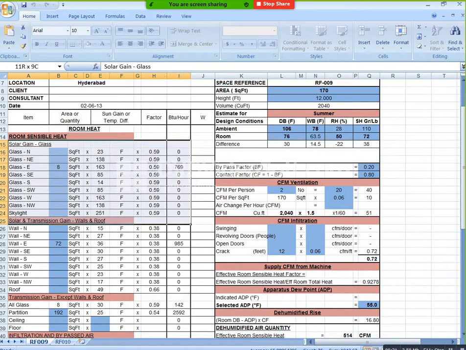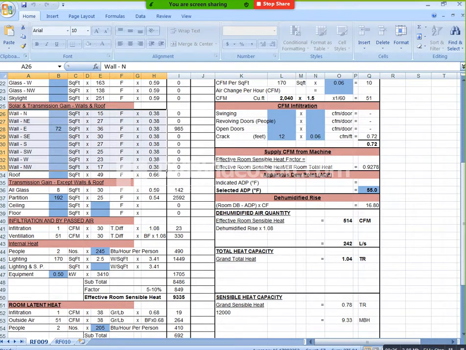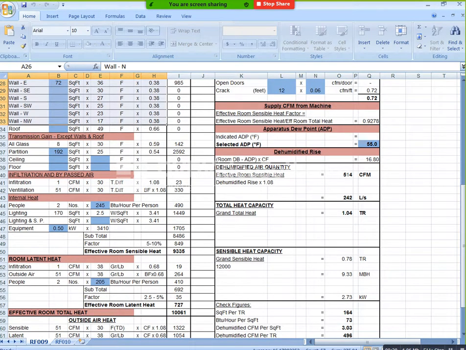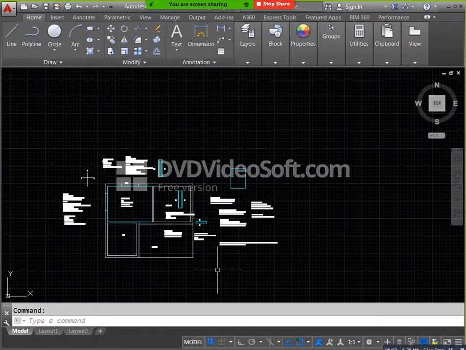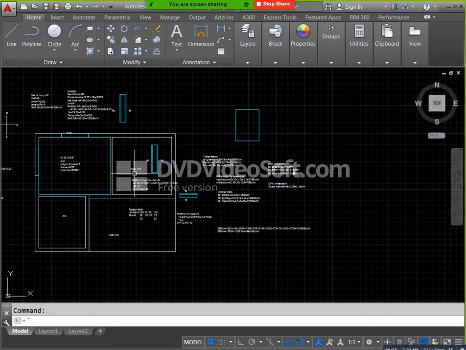Solar heating, heat gain through glass, solar heat gain through wall, at the same time transmission and infiltration, at the same time internal heat and effective room sensible heat final. Next we need to calculate about latent heat. For this latent heat calculation, here we have totally three: by infiltration, outside air, and by people. Now we need to discuss about infiltration. First you can mention latent heat. Okay, now we need to calculate about latent heat.